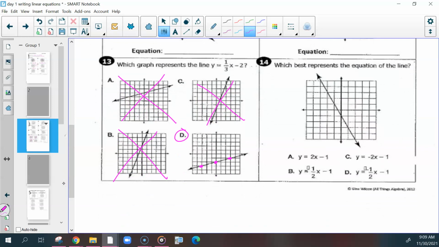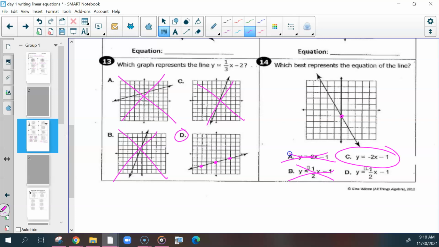For number 14, we are now given a graph and we have to match it to the equation. I say we could eliminate it using the y-intercept, but they all have the same one. Is this slope positive or negative from our graph? Negative. So we can get rid of the positive slope. So get rid of A, get rid of B. Does this have a slope of negative 2 or negative 1/5? Negative 2. So C would be our answer there, and we can double check.